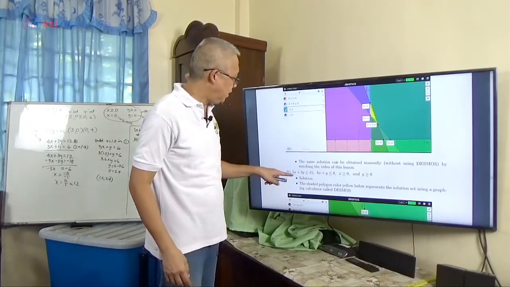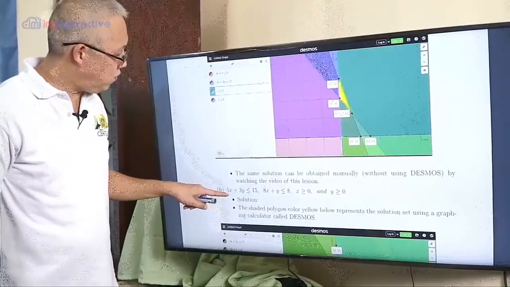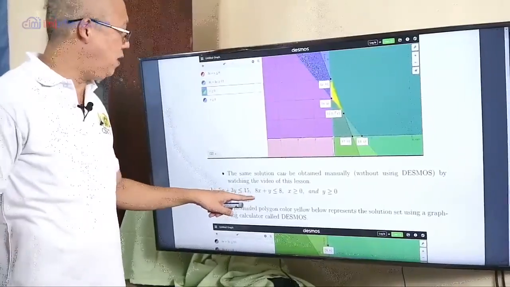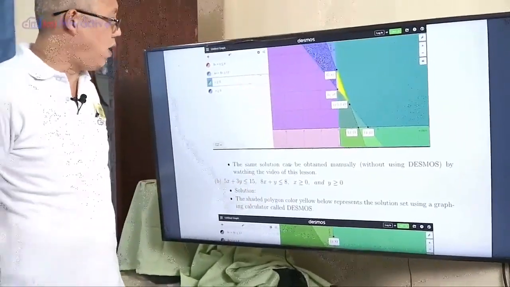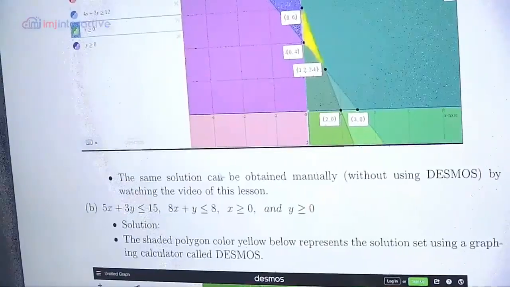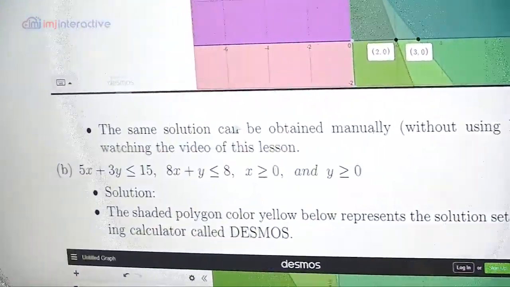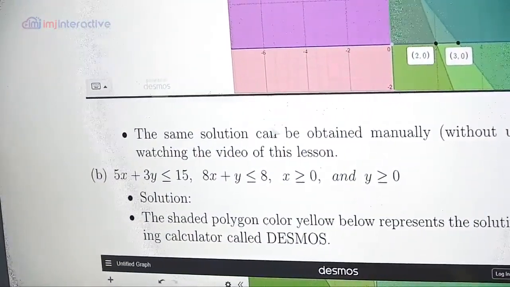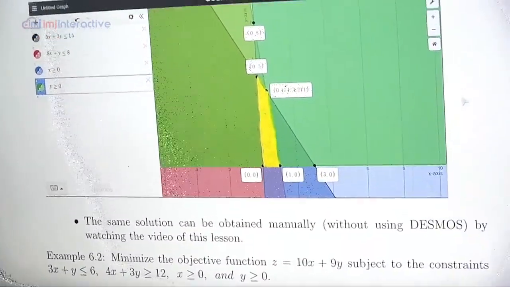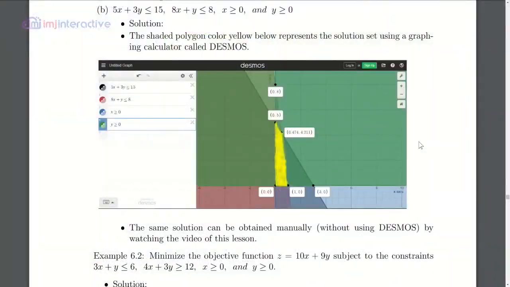The second example here is: find the shaded region. 5x plus 3y is less than or equal to 15. 8x plus y is less than or equal to 8. Again, our main concern is just the first quadrant. So let us do that manually. Let's do it manually. So here is the manual solution.